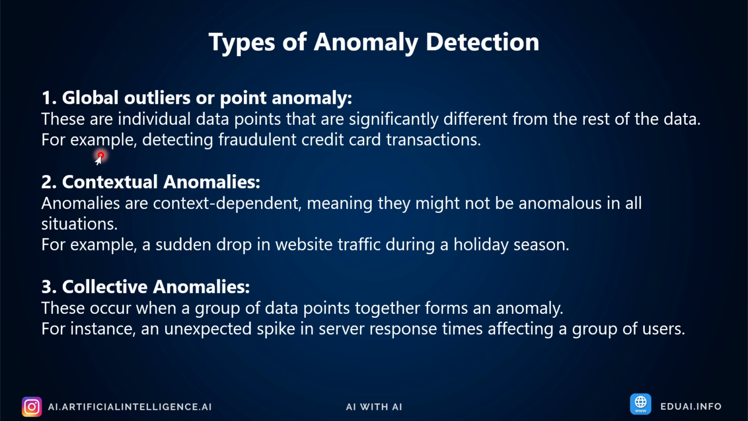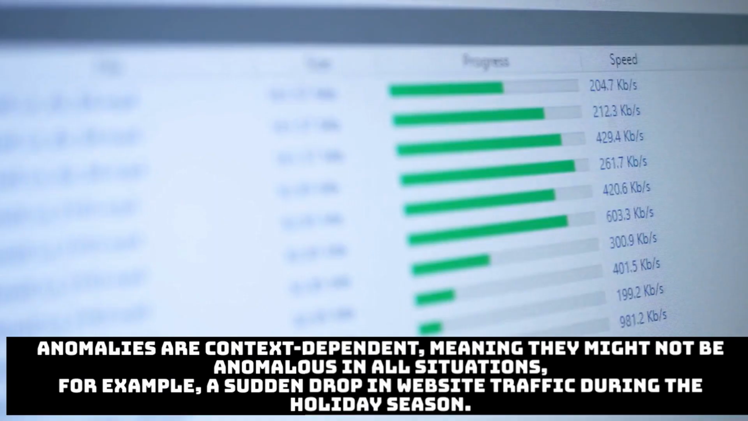Anomalies are context dependent as well. They may not be place dependent, but they can be context dependent. Meaning they might not be anomalous in all situations, maybe by the time or by the place. Just to give you an example, during an end of season sale, we see a lot of traffic coming to the website. But during night hours, we see a sudden drop in the website traffic, which is not an anomaly. So this is called contextual anomalies.